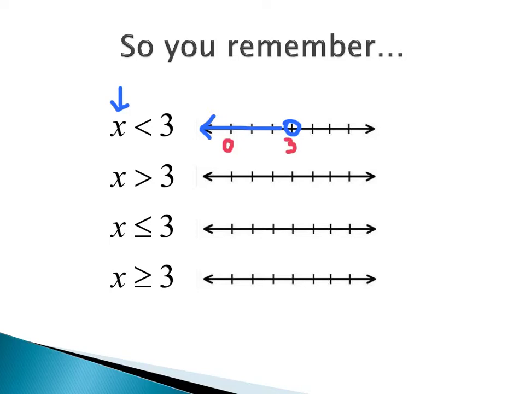If I'm greater than, then I plot my 3. Still an open dot because it's just greater than, there's no equal to, and I shade to the right. So all of these solutions are over here in the shaded region. Less than or equal to, now I have a closed dot and I shade to the left. Greater than or equal to, again, closed dot and shade to the right. So the solutions to the inequality for the greater than or equal to, less than or equal to include the value 3 and then include the shaded region because of the equal to sign and the closed dot.